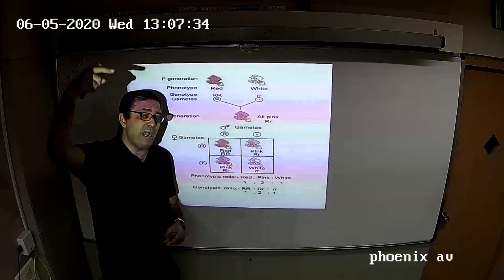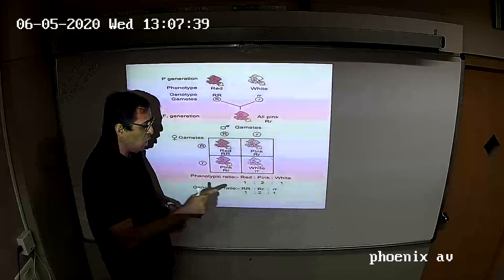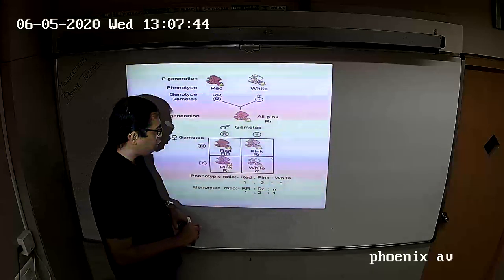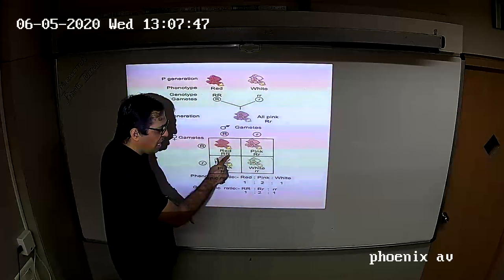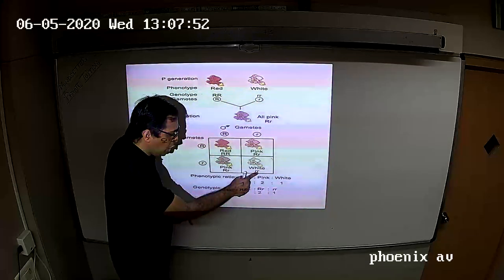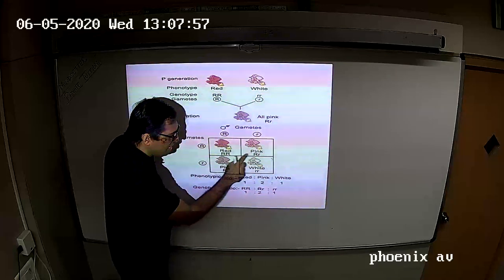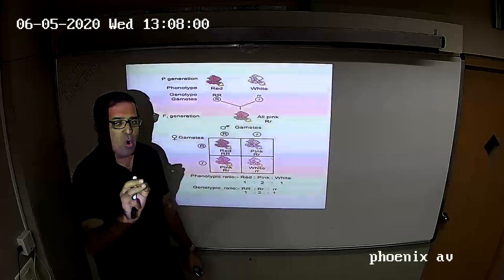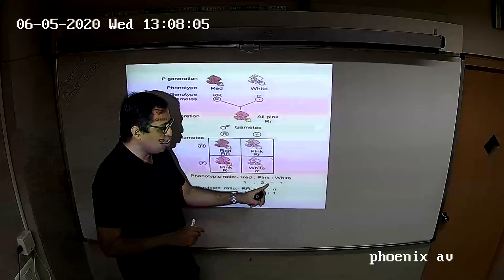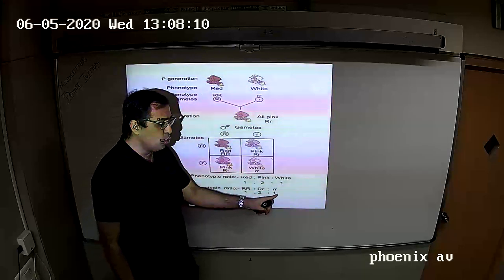If you remember in Mendel's monohybrid ratio, you would get 3:1. Here what are we getting? 1:2:1. And what will be the genotypic ratio? You got 1 capital R capital R, 2 capital R small r, and 1 small r small r. So the genotypic ratio is 1:2:1. Golden word, the phenotypic ratio is 1:2:1. The genotypic ratio is 1:2:1.